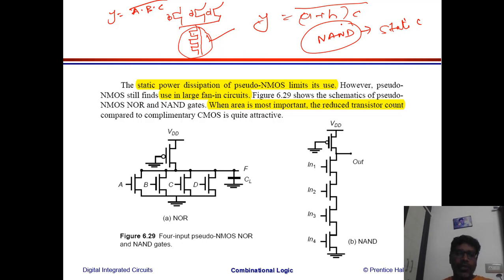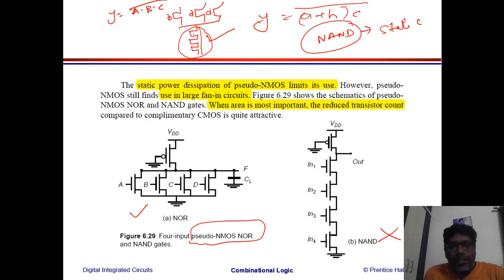But coming to pseudo NMOS type, here if a choice is given to implement a Boolean function using NAND or NOR, we won't be preferring this NAND, rather we will be preferring this NOR. Now comes the question, why should we do like this? Because in the earlier static, in the NAND gate NMOS is in series, in the NOR gate PMOS is in series. So that's the reason we neglected that NOR.